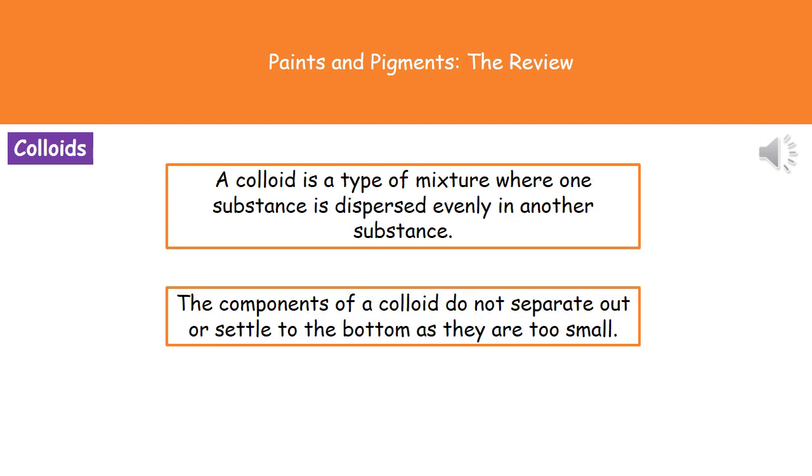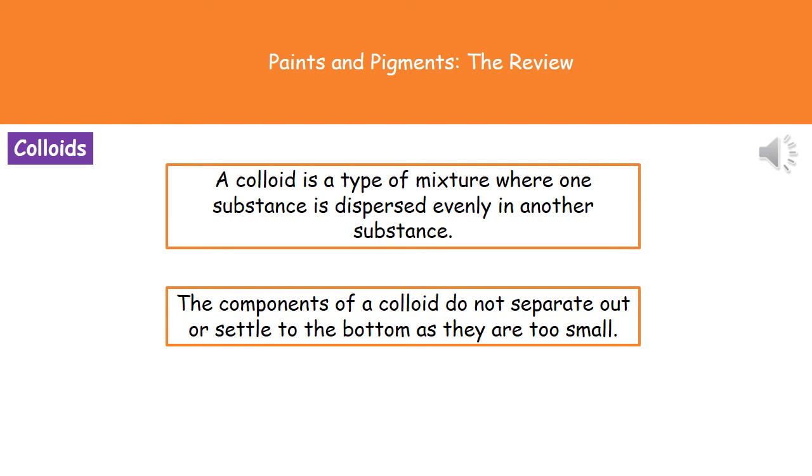The final word we need to know the meaning of is the word colloid. Now when we're talking about a colloid, we're talking about a mixture where one substance is dispersed evenly in another substance. Now the key thing to remember here is that word dispersed. A colloid doesn't have anything that's dissolved, we must say it's dispersed.